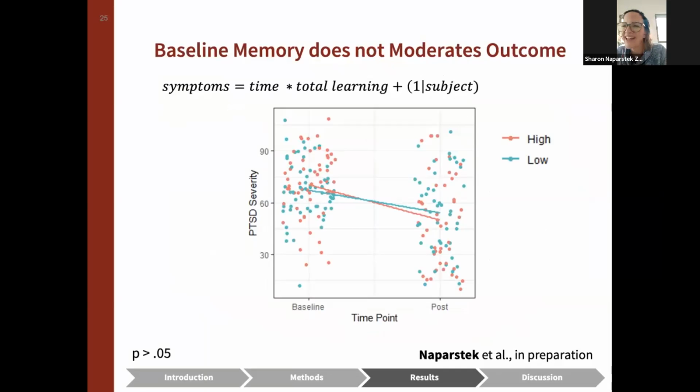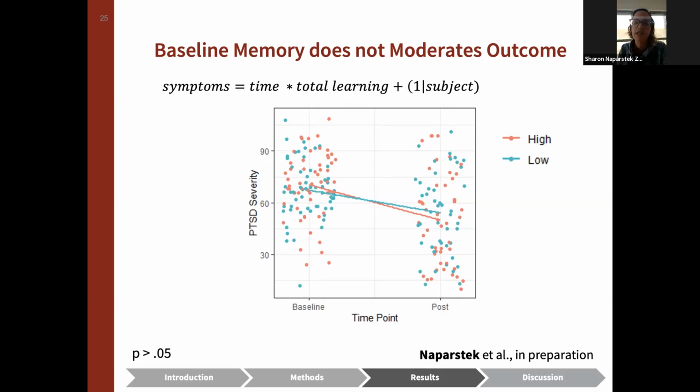So in the next slide, we can see the first question I asked is whether memory abilities at baseline moderate outcomes. On the y-axis over here, you can see PTSD severity, with higher scores denoting a more severe condition. And on the x-axis, we can see timelines. So we have the baseline measurement and the post. There were additional time points along the way, specifically a midline that I took off for visual clarity. Each dot over here is an individual, with pink ones denoting those that had high memory abilities and green ones low memory abilities.